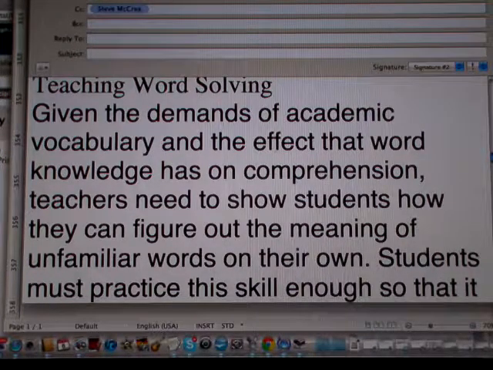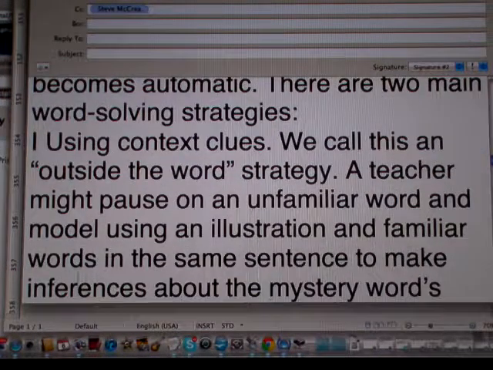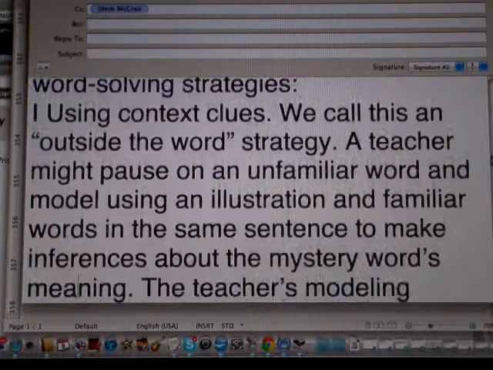Given the demands of academic vocabulary and the effect that word knowledge has on comprehension, teachers need to show students how they can figure out the meaning of unfamiliar words on their own. Students must practice the skill enough so that it becomes automatic. There are two main word-solving strategies.